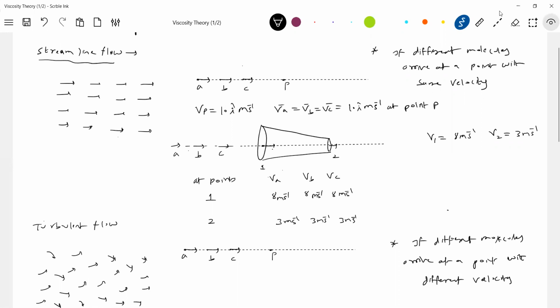Don't think that all the particles must have the same velocity everywhere, but at a given point they must. I don't know what the velocity will be here, but when they arrive at point 1, they must have velocity 8. When all 3 particles pass through point 2, they must have velocity 3 meters per second. Then it is decided to be streamline flow. This is the simplest explanation I'm giving. In books you have the theoretical one; practically, this is one method of determining streamline flow.